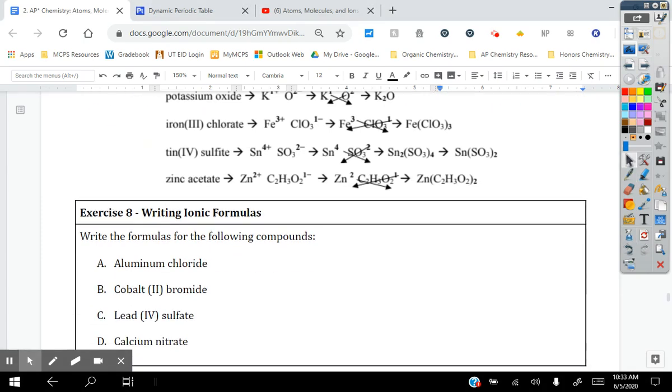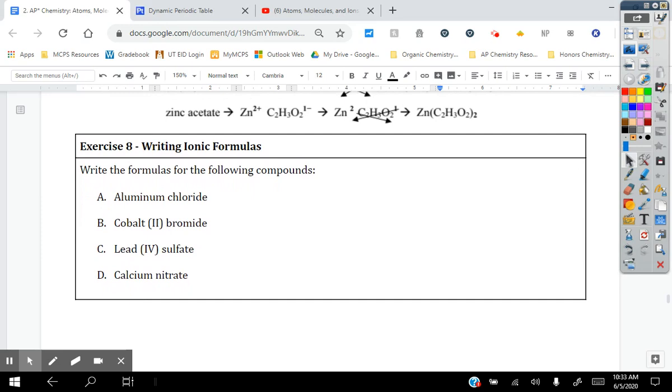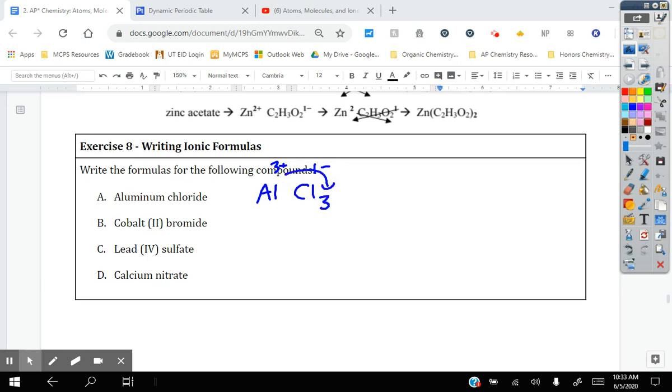Let's do a couple more together. Make sure we got the hang of this. Aluminum is a +3. So we got that 3+ charge. Cl is a 1- charge. Those are not equal, so the 3 has to come down here. And my final formula is AlCl3.